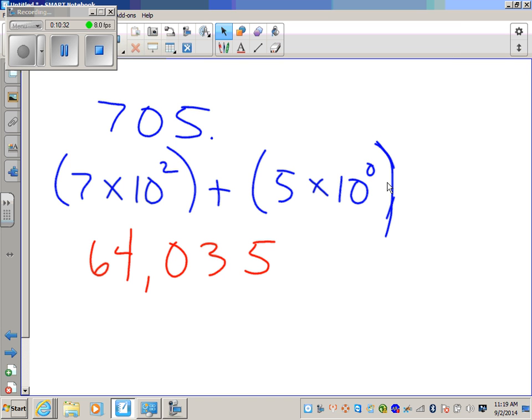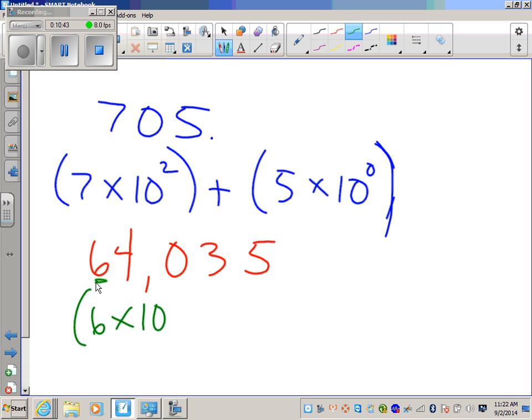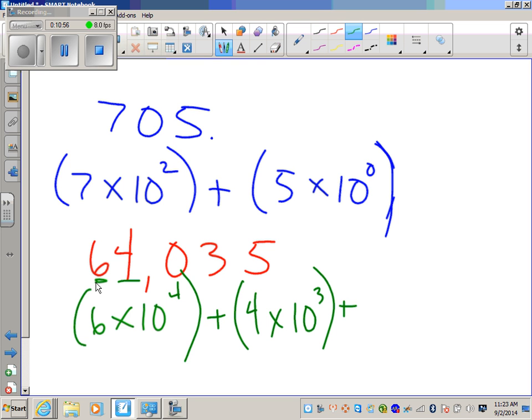There you go. 64,035 in expanded form. Okay, overall pretty good. The 6 is the first one, times 10 to the, looks like there are 4 places after because it's in the 10,000th place, right? So 6 times 10 to the 4th. And the 4, 3 places after it, 10 to the 3rd. What threw some of you for a loop was you went 4, 3, 2, 1. Okay? Be careful. If you're going to skip over the 0, that's fine.